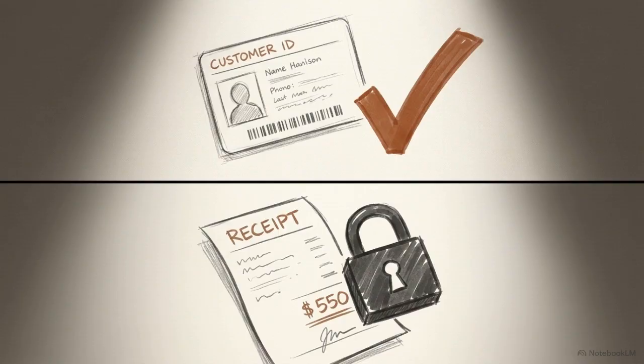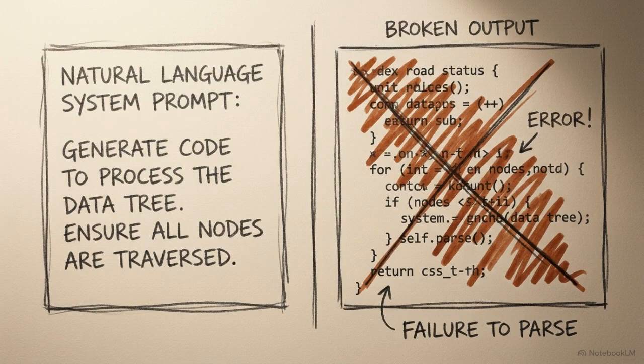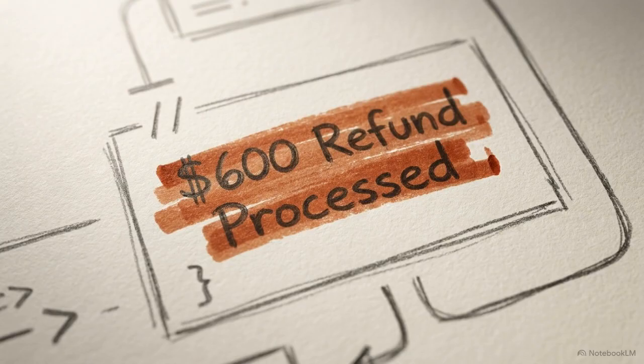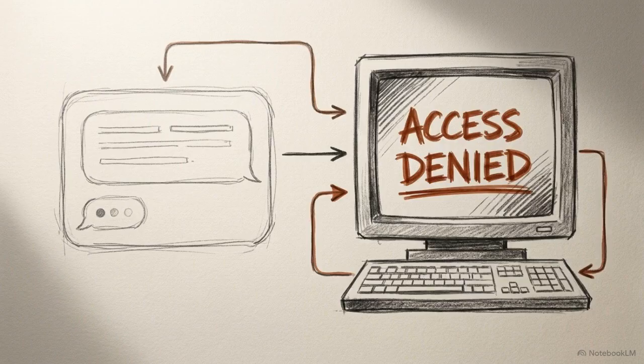Let's look at another requirement. The system must verify a customer's ID and strictly block any refunds over $500. If we try to enforce this probabilistically by simply adding a rule to the system prompt, like telling the model to block high-value refunds, it will eventually fail on a complex edge case. Natural language prompts cannot guarantee strict compliance. They operate on probability, making them completely unsuited for financial or security operations.